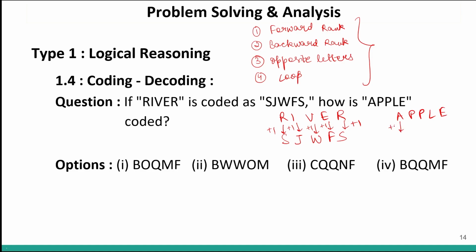In APPLE, if I move plus 1, I'll get B. After P, I'll get Q. After P, I'll get Q. After L, I'll get M. And after E, I'll get F. So my code will be BQQMF, which is given in option number 4. So option number 4 will be the correct answer. So coding, decoding we have already discussed.